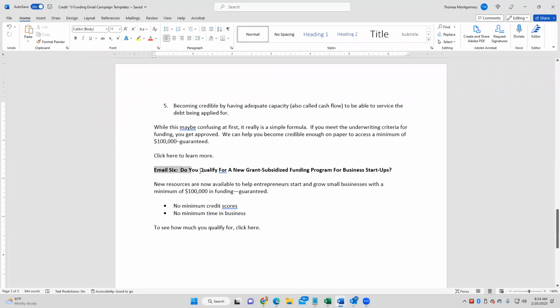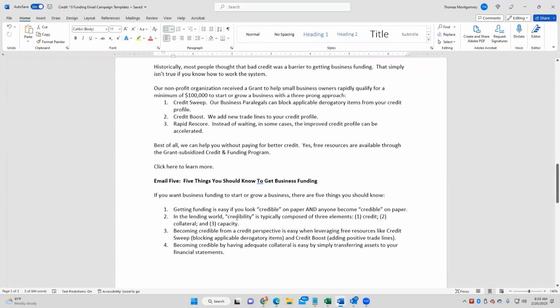So then email 6, the final of the 6, do you qualify for a new grant subsidized funding program for business startups? New resources are now available to help entrepreneurs start and grow small businesses with a minimum 100,000 in funding guaranteed. No minimum credit scores to enroll, no minimum time in business, and the call to action.